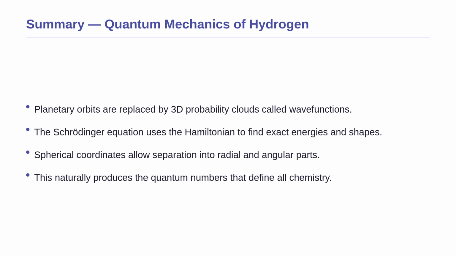Let us review the key takeaways from our journey. First, we replaced the outdated idea of planetary orbits with three-dimensional probability clouds called wave functions. Second, we learned that the Schrödinger equation using the Hamiltonian operator allows us to find the exact energy and shape of these clouds. Third, switching to spherical coordinates lets us separate the math into manageable radial and angular parts. You have now covered the fundamental quantum mechanics of the hydrogen atom, the gateway to all of modern chemistry.